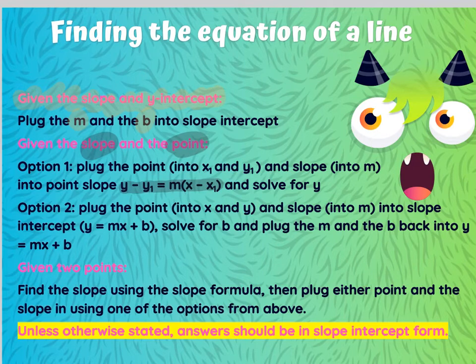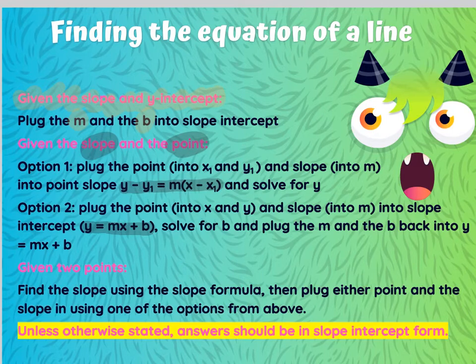Option 2 is plug the point into x and y and the slope into m into slope intercept, so y equals mx plus b. Now the difference between those two options is when you plug it into the second one, you only have one variable left, so you're going to solve for that variable, and then you have to plug the m and the b back into the y equals mx plus b again. So you're kind of plugging in twice, just the last time, just to get the answer.